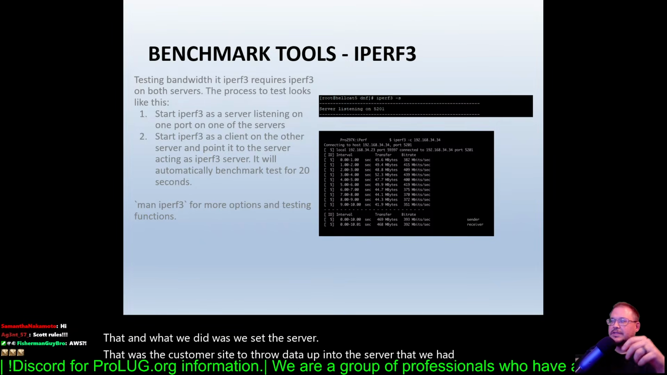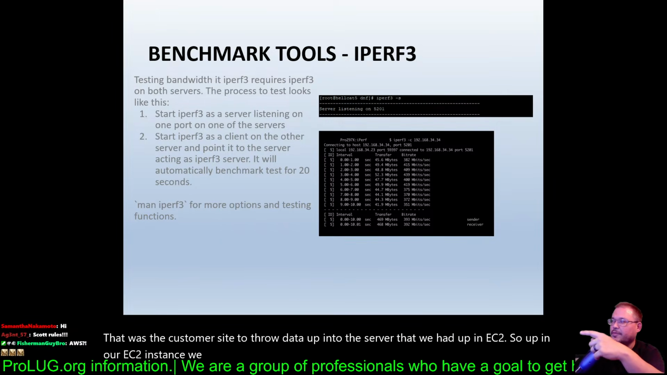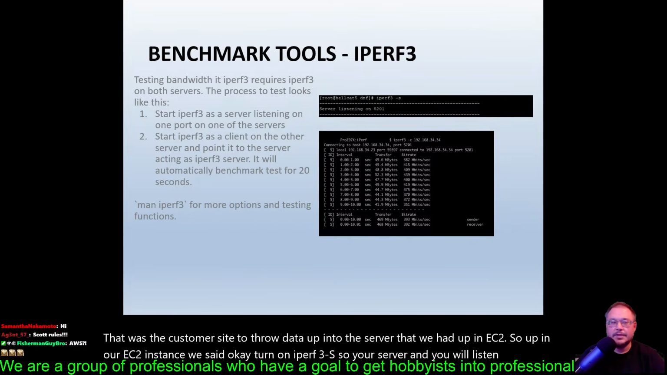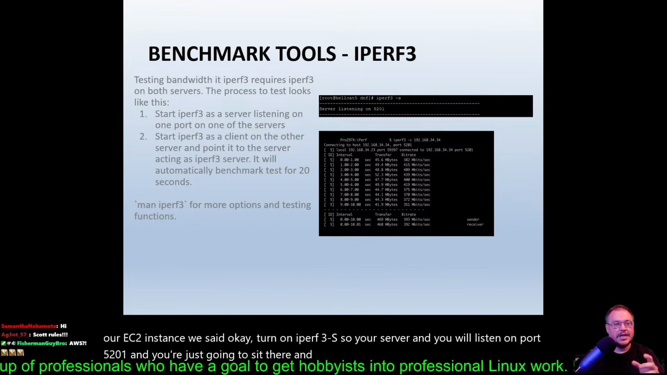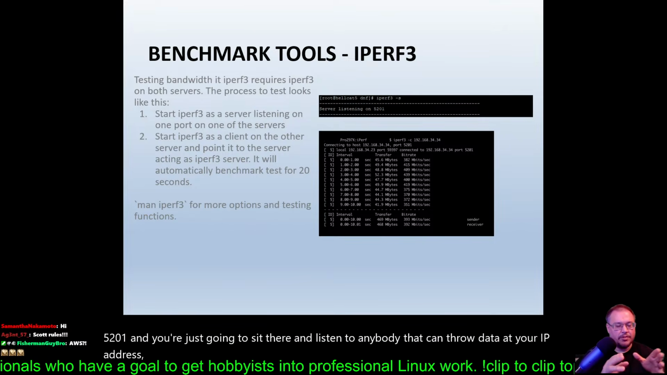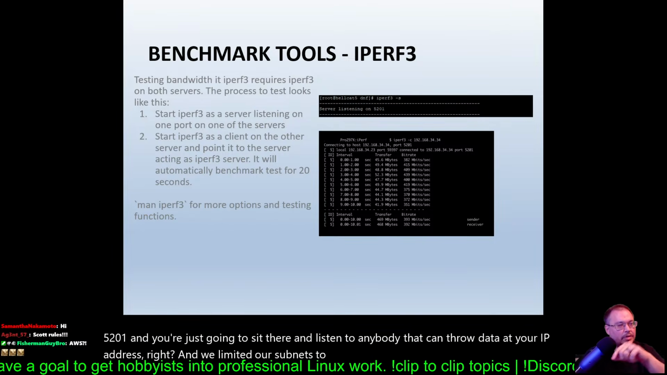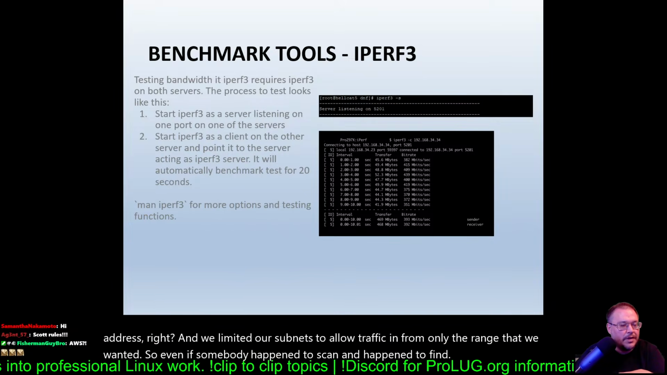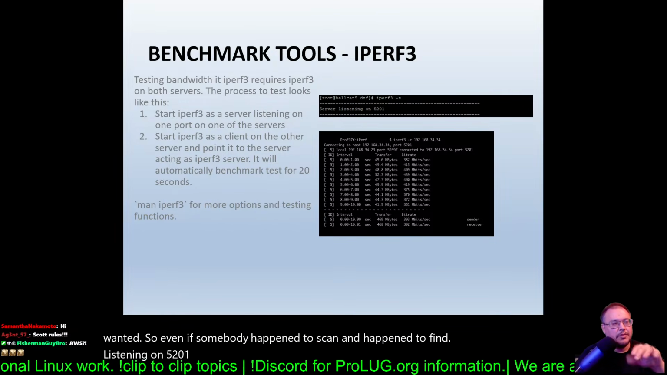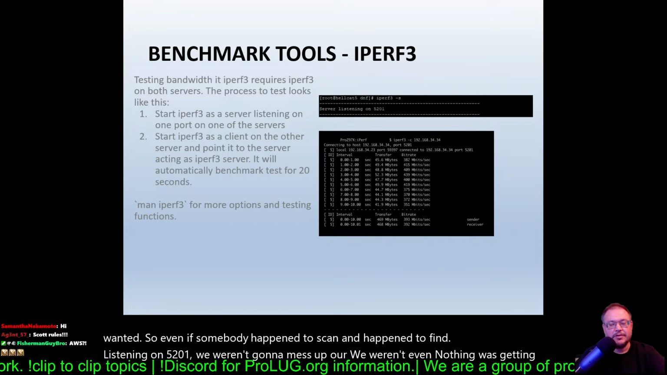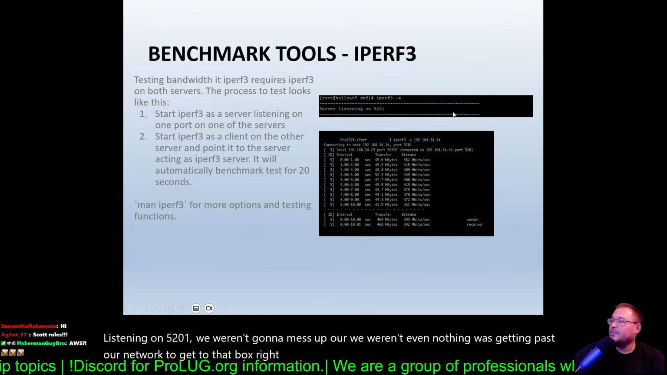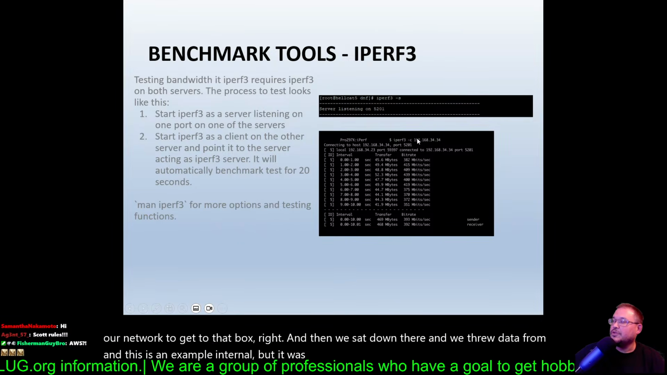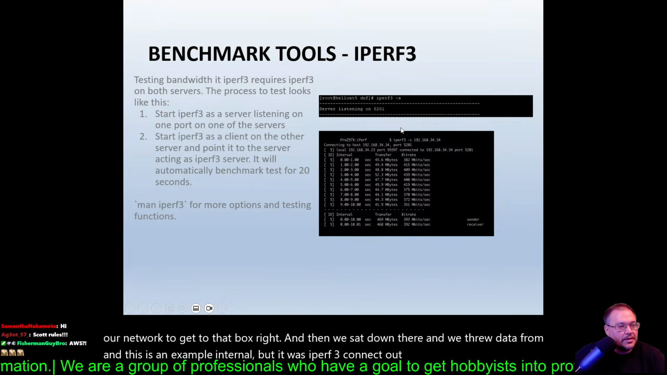So up in our EC2 instance, we said, okay, turn on iperf3 -s, so your server, and you will listen on port 5201. You're just going to sit there and listen to anybody that can throw data at your IP address, right? And we limited our subnets to allow traffic in from only the range that we wanted. So even if somebody happened to scan and find us listening on 5201, nothing was getting past our network to get to that box, right? And then we threw data with iperf3 connecting out to the public DNS that we had on our EC2 instance, right?